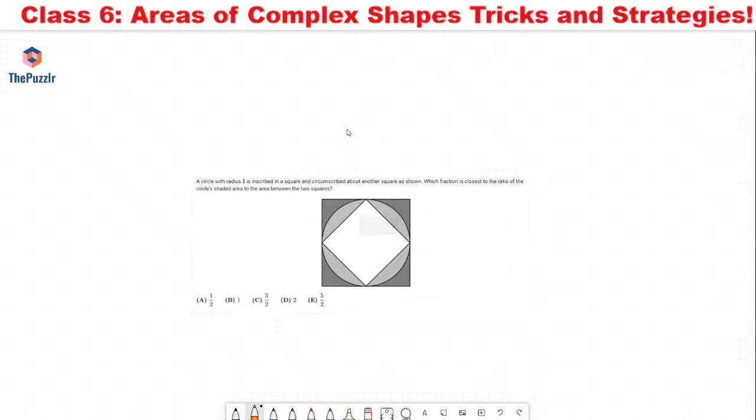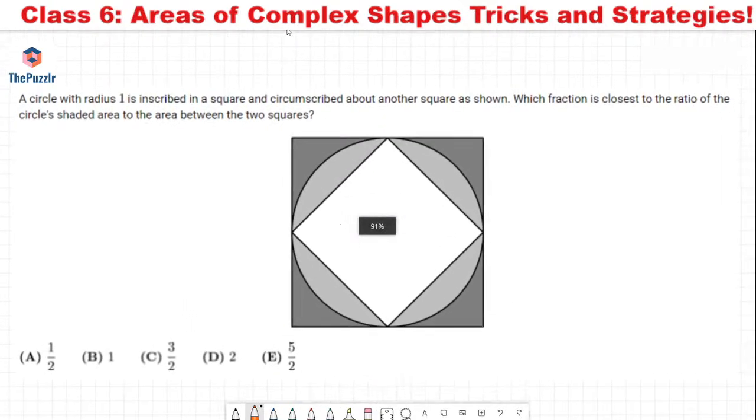A circle with radius 1 is inscribed in a square and circumscribed about another square, as shown. Which fraction is closest to the ratio of the circle's shaded area to the area between the two squares? Now for this problem, just make sure you realize what inscribed and circumscribed means, right? So circumscribed would be this dark shaded square. That's the one that's outside the circle. And inscribed means inside the circle. So that would be this white square. Okay, if you know that, you should be able to solve this problem. But we'll see.